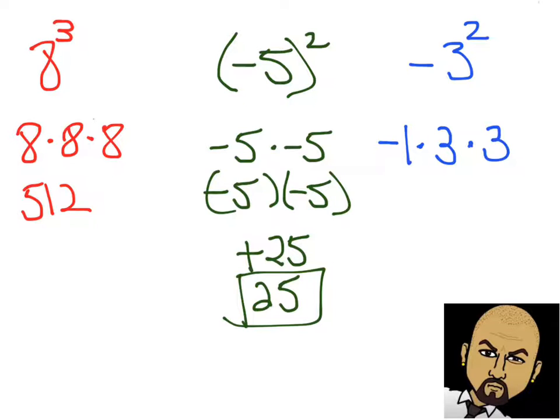Okay, again, the base is positive 3. The negative is not part of the base because it's not in parentheses. And so then you're going to simplify. 3 times 3 is 9. Negative 1 times 9 is negative 9. So these are the 3 types of problems you guys are going to see. Please make sure you learn them.